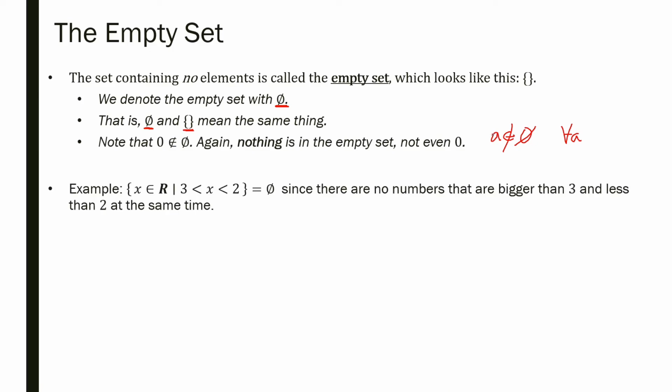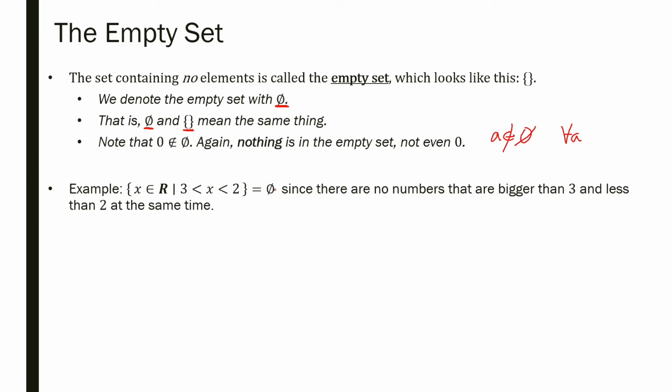So where does the empty set arise? Well, let's look at this example. Let's consider all the real numbers x such that 3 is less than x and x is less than 2. Well, this is just the empty set, right? Because there are no real numbers that are bigger than 3 and less than 2 at the same time. Therefore, this set contains no elements. It has nothing inside of it, so it's equal to the empty set.